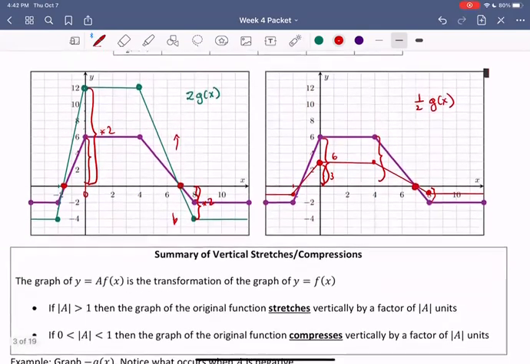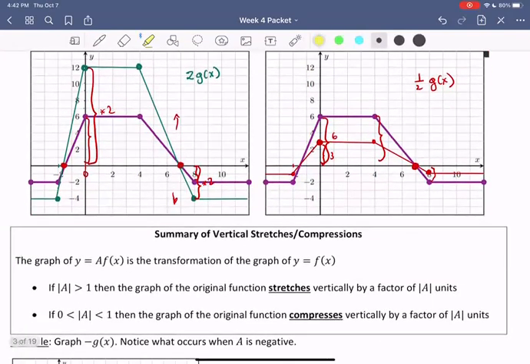All right, so let's look at a summary of what happens with these vertical stretches and compressions. If we start with a graph y equals f of x, then the graph y equals a, some constant, times f of x, so multiplying f of x by a, is a transformation of our original graph f of x. And if the absolute value of a is bigger than 1, it might be the case that a is negative, in which case we're still going to be stretching our graph out. On the next page, we're going to look at what it means for that a to be negative.